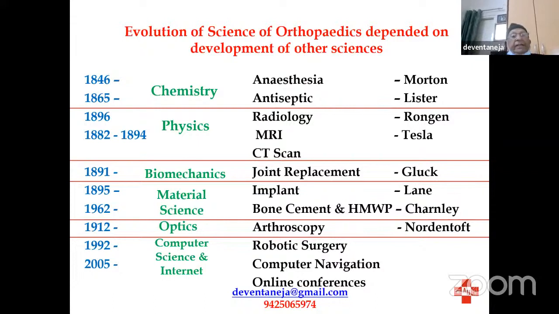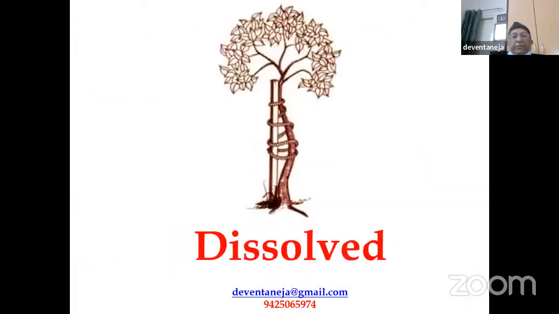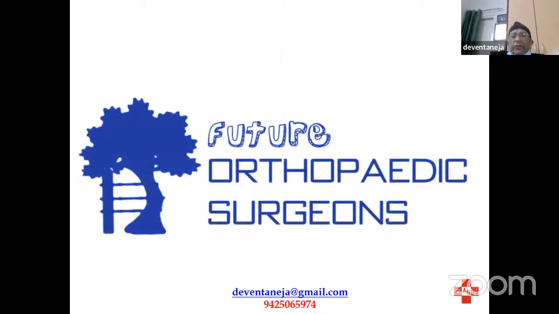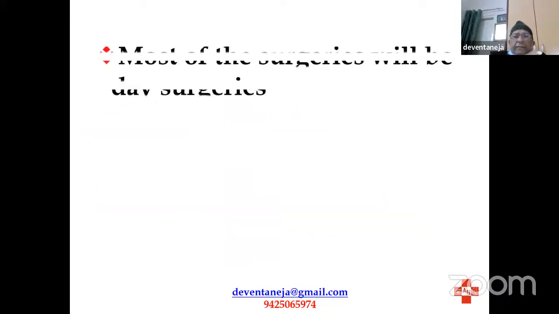And then from 1992 to 2005, there was a development in the internet and in computer science, and that has given us robotic surgery, computer navigation, online conferences, etc. So this is what we learned, the basic principles of treating this thing, but gradually this whole idea changed, and there are more and more people talking about open reduction, internal fixation, etc., and forgot about the basic principles of treating this thing. So in my thinking, what is the future of orthopedics?